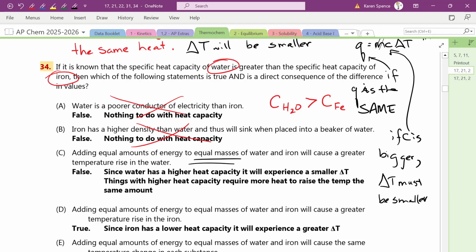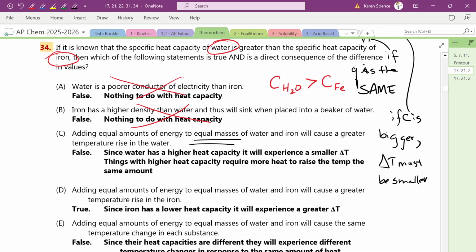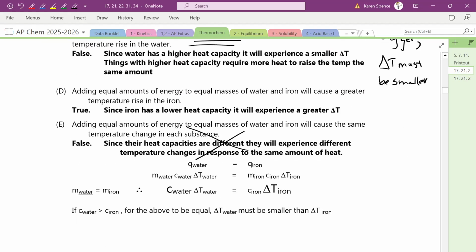Adding equal amounts of energy to equal masses of water and iron will cause a greater temperature rise in the iron. Well, it had to kind of be either C or D, didn't it? If C is false, then D must be true, right? I suppose E is a possibility, but it seems highly unlikely. Adding equal amounts of energy to equal masses of water and iron will cause the same temperature change. That would mean their specific heats would have to be the same, which is not true. So the answer is D, and that is it for that.